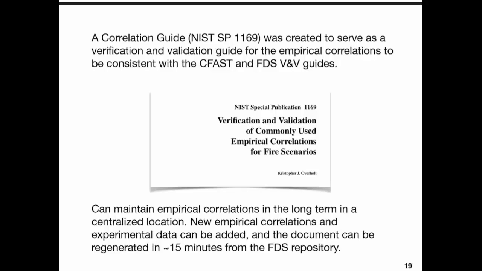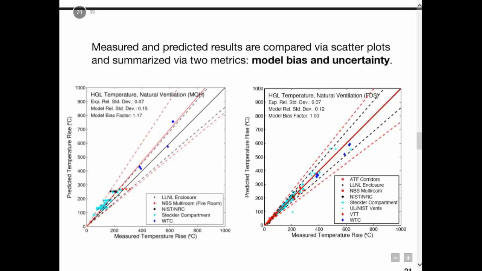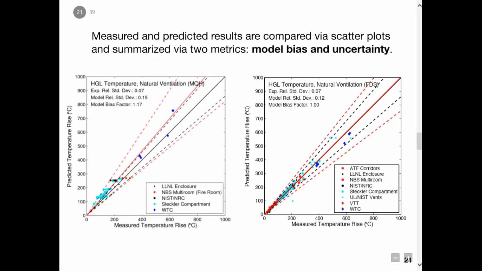So if a new correlation comes out, we can literally test it against the existing correlations to see, is it more accurate, less accurate? NUREG 1824 includes the results, like Kevin showed, of correlation, zone models and CFD models. Kevin mentioned some of these output quantities, and I'm going to show where that comes to. In the FDS validation guide, we have a number of different documents. We have a validation guide, verification guide, and so on. In the validation guide, you'll find lots of scatter plots like this. This is really the meat of the validation process to date.